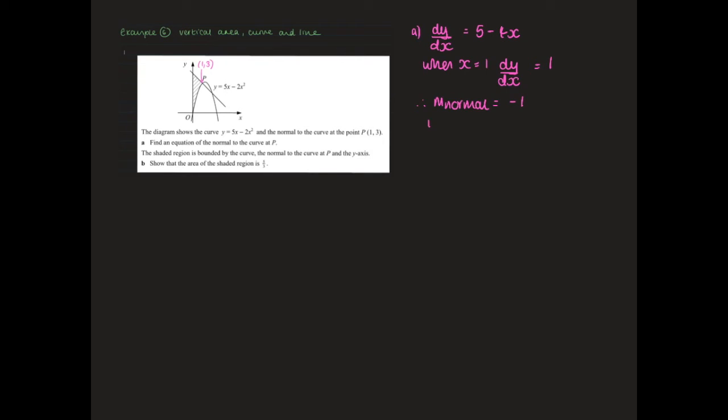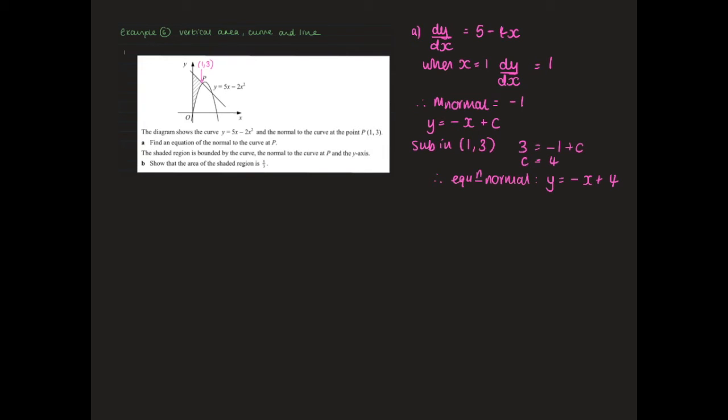So I know the equation of my normal is something like this, but I don't know my y-intercept. I need to sub in point P to find my y-intercept. So I know C is 4. Therefore, the equation of the normal is y is minus x plus 4.